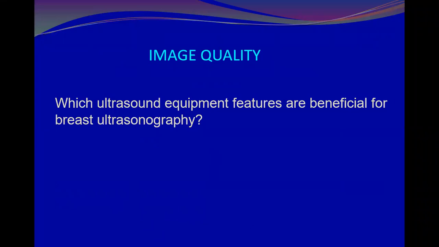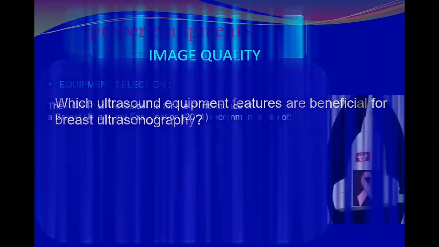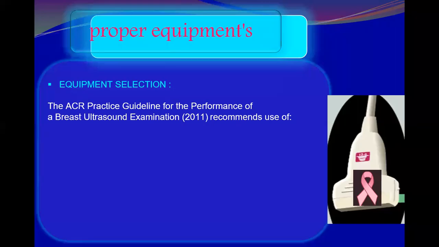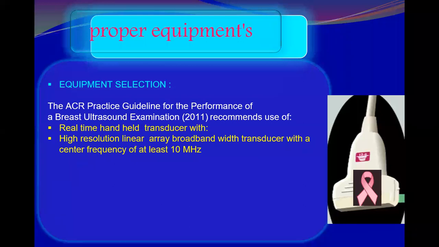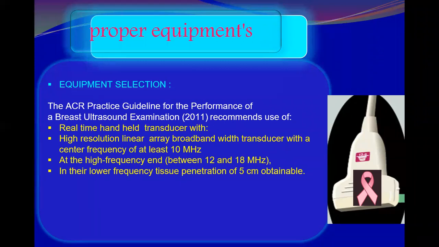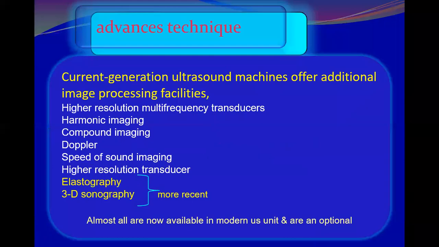So first of all, good image quality will start from the machine selection. Which ultrasound equipment features are beneficial for breast ultrasonography? Okay. The ACR practice guideline for performance of breast ultrasound examination 2011 recommends the use of a real-time handheld transducer with a high resolution linear array broadband, with a center frequency of at least 10 megahertz at the high frequency end, between 12 and 18 megahertz, with a lower frequency tissue penetration of 5 centimeters obtainable.